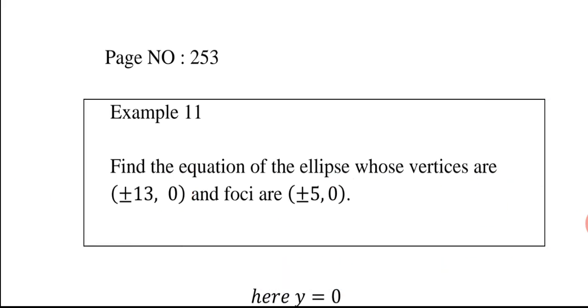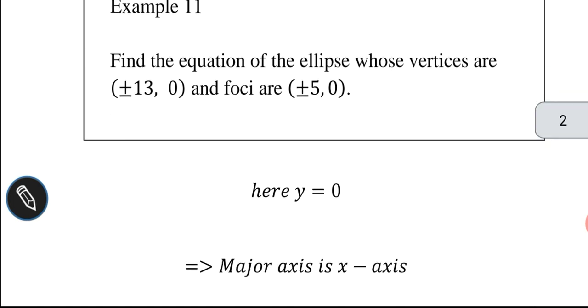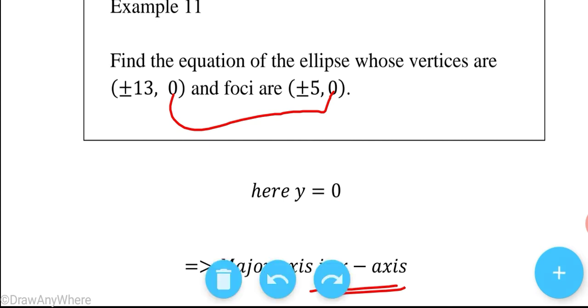So if y is equal to 0, it means the major axis is the x-axis. Suppose x is equal to 0, it means the major axis is the y-axis. But here y is equal to 0, so the major axis is the x-axis.